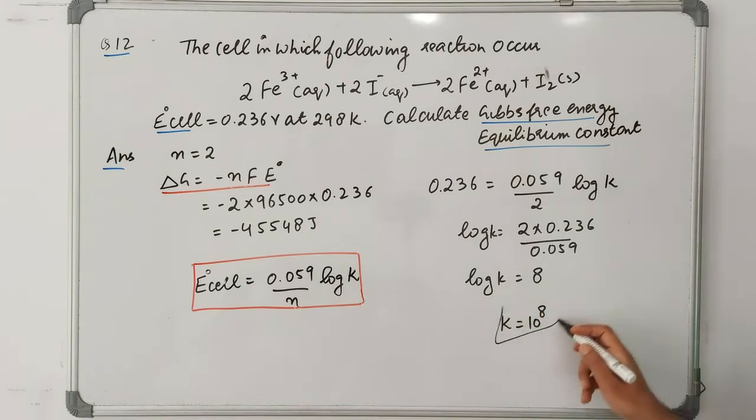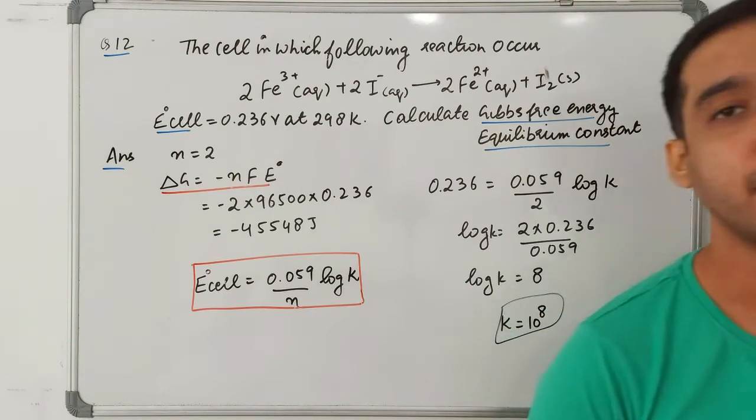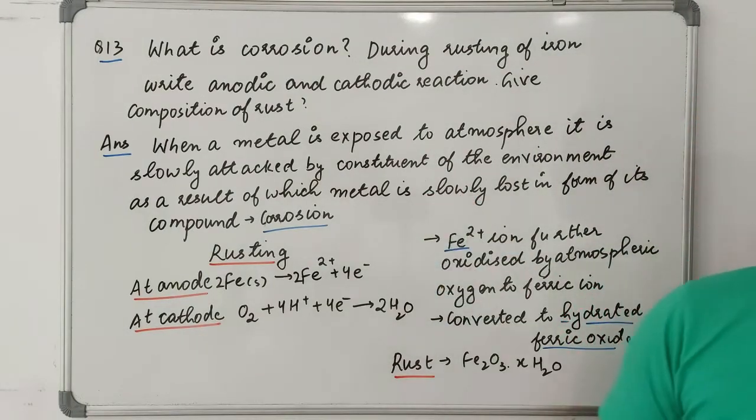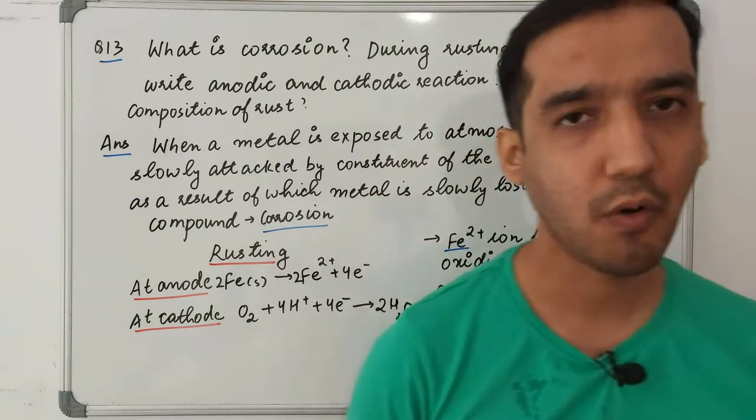So equilibrium constant for this reaction will become 10 raised to power 8. Question number 13. What is corrosion? During rusting of iron, write the anodic and the cathodic reaction and give the composition of the rust.